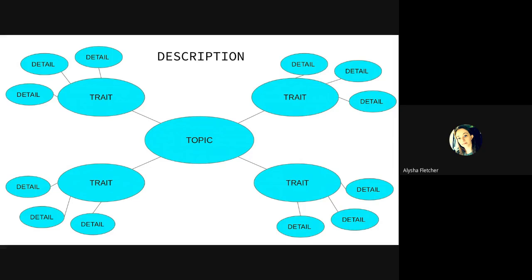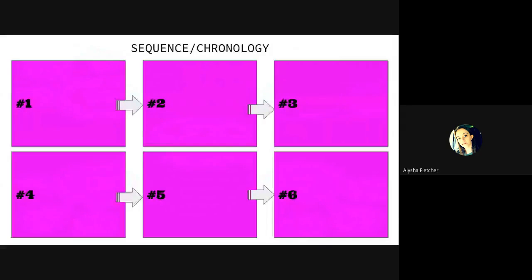Sequence or chronological order is another structure. Sequence is going to be the steps in which something has to happen. Chronological order is more specific to times and dates that things have happened. So you'll see that a lot with history, but either way it goes, there's a specific order in which they do. So 1 comes before 2, 2 comes before 3, and the author writes things in the order that they happen.